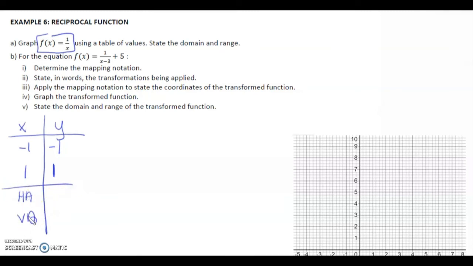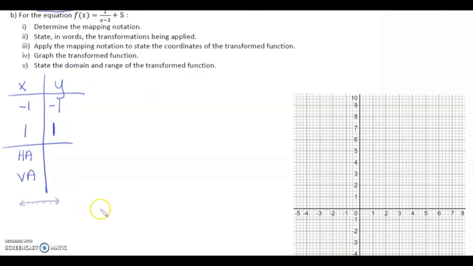and there's a vertical asymptote. So horizontal asymptotes go this way. We draw them with a dotted line, and they are in the form y equals, and then a number. So in this case, y equals 0. And the vertical asymptote is in the form x equals 0. Vertical asymptotes are up and down, x equals 0.